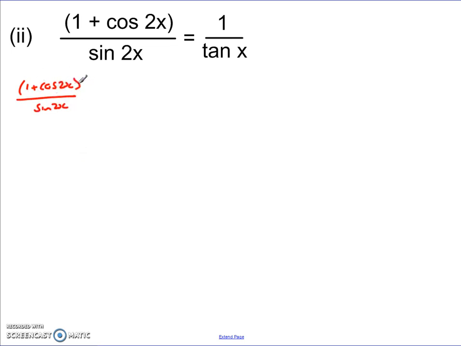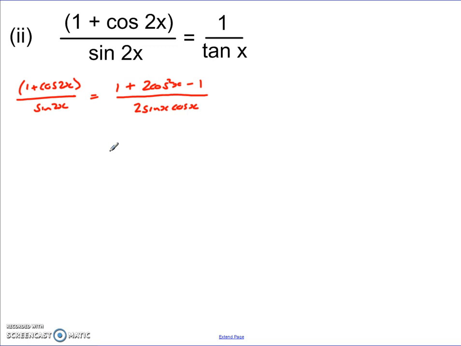Now cos 2x has got three different variations. Cos²x minus sin²x, 2cos²x minus 1, or 1 minus 2sin²x. The one that we really want to use is the 2cos²x minus 1. Now if we use that, we're going to have a 1 and then a minus 1, so they'll cancel. So we might get something a little simpler to work with on the top. So let's use that one. So I get 1 plus 2cos²x minus 1 on the top, and then sin 2x, we've only got the one for that, 2 sin x cos x.